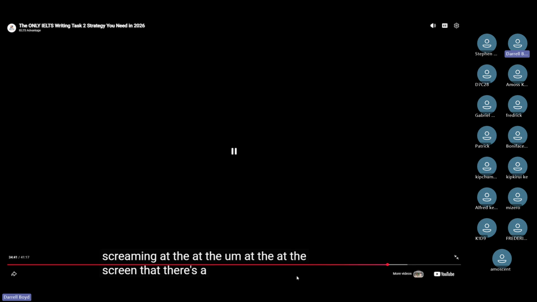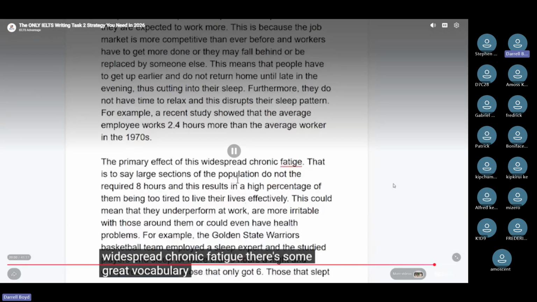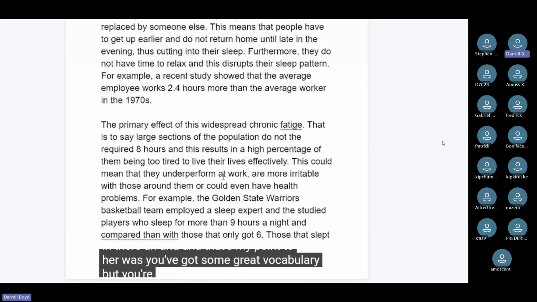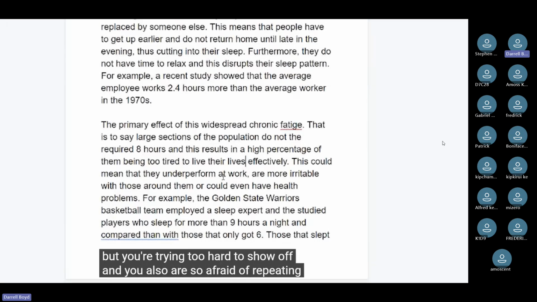But if we look at the rest of her vocabulary: fatigue, disrupts their sleep pattern, cutting into their sleep, widespread chronic fatigue. There's some great vocabulary and great collocations in there. And that's my point to her: you've got some great vocabulary, but you're trying too hard to show off. And you also are so afraid of repeating a word that you're scuppering your chances of actually improving.